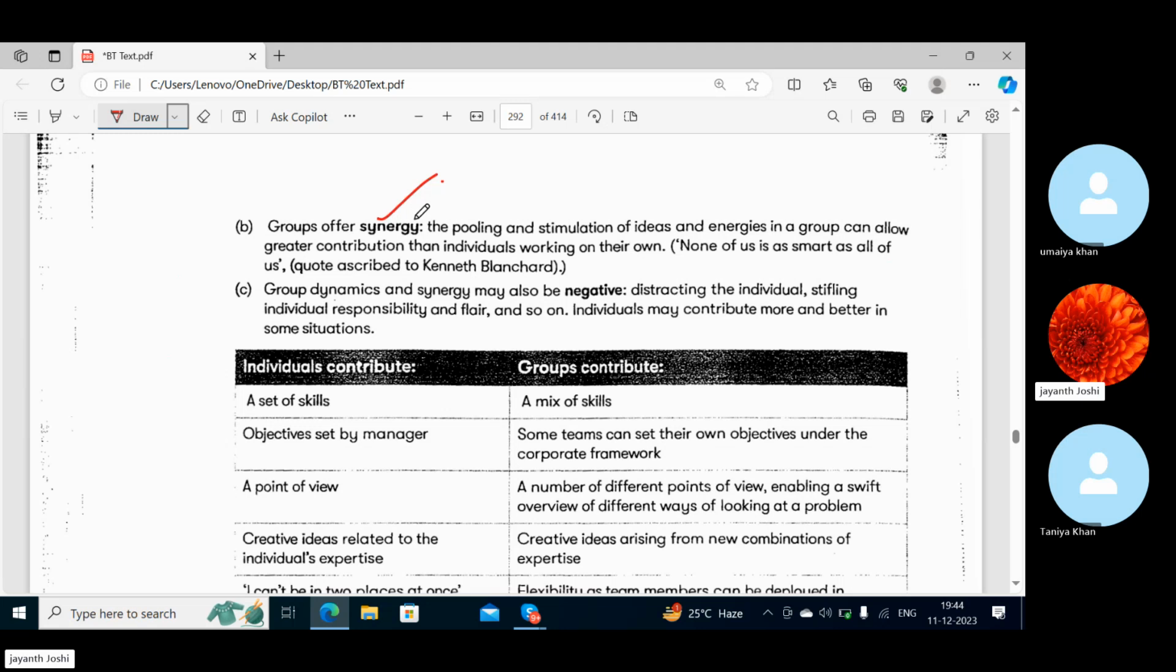What do you mean by stimulation? First of all, what is the meaning of synergy? Combination or cooperation, we can say, or interaction. Right? And stimulates means it makes the process much easier. The activity can be more encouragement, kind of encouragement of ideas.